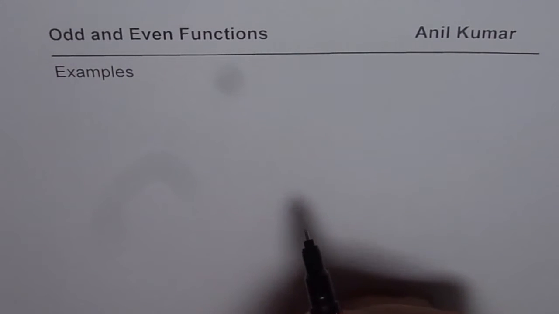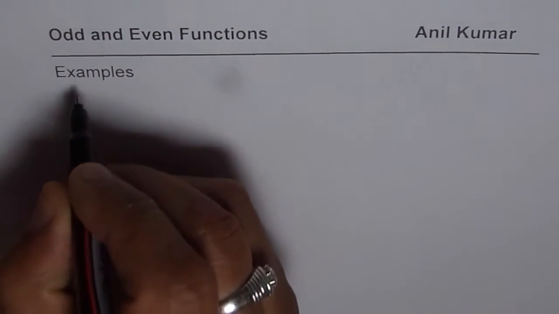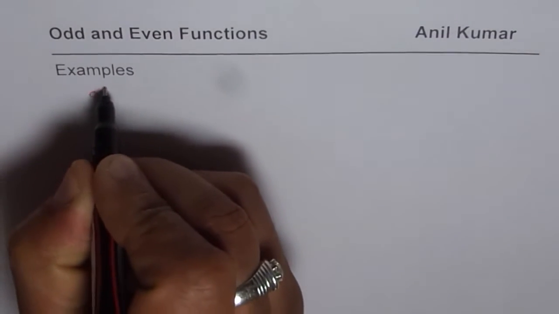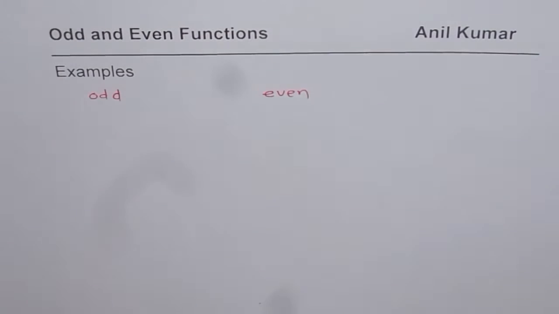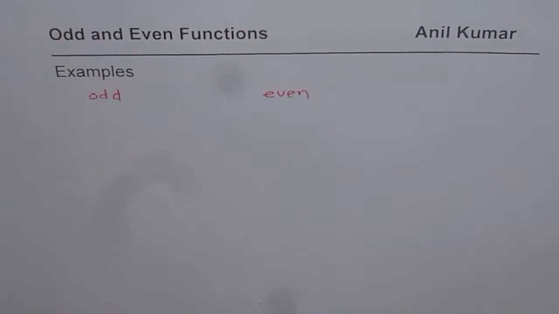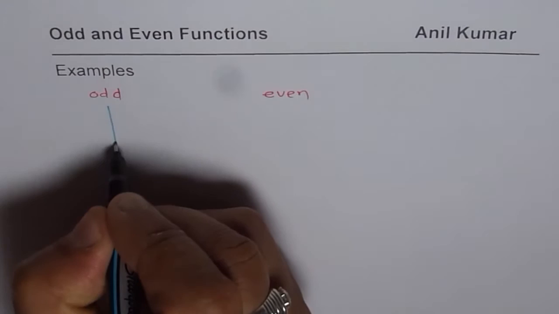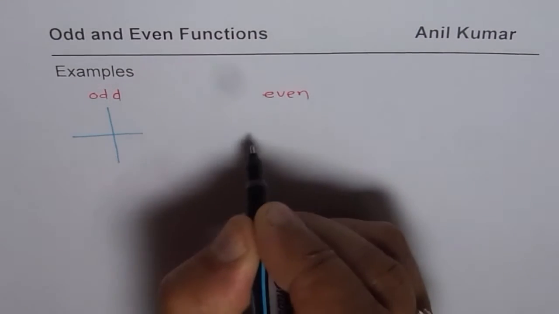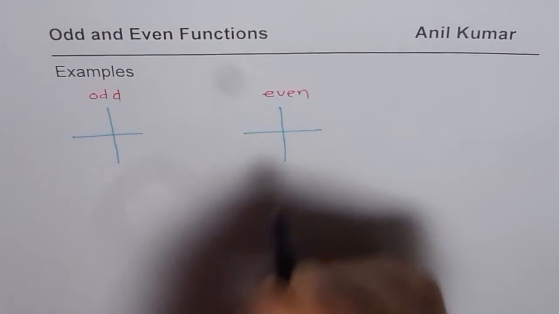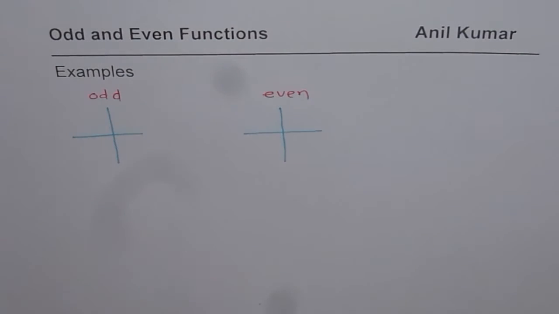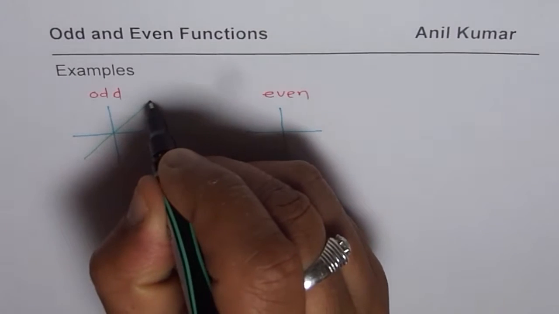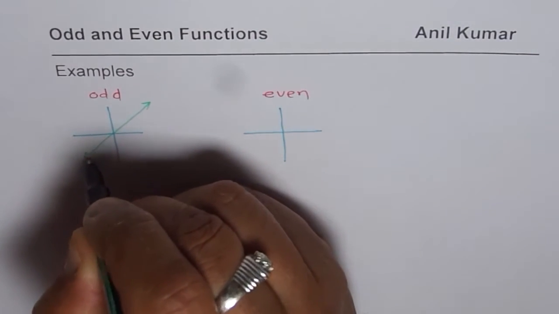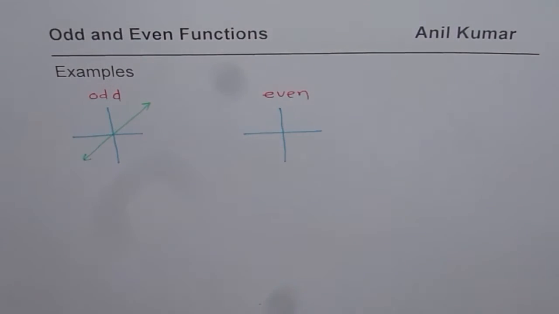Let me begin by sketching a few diagrams. So I'll sketch some odd functions and some even functions, and then we'll try to figure out their properties, right? Odd function could be a straight line. Now that is a good odd function, a straight line, y equals x. Any other line going through the origin is an odd function.